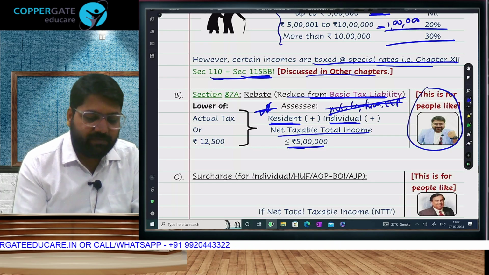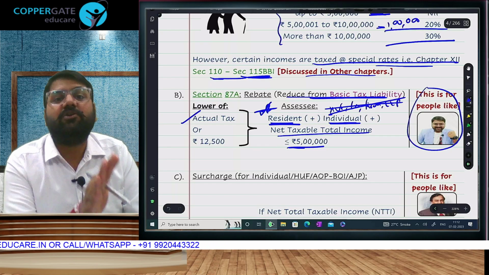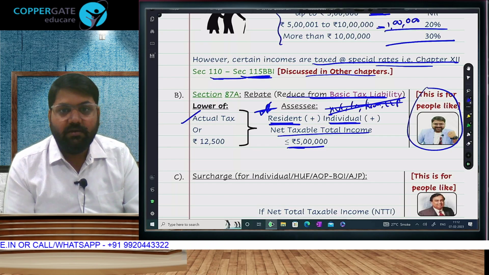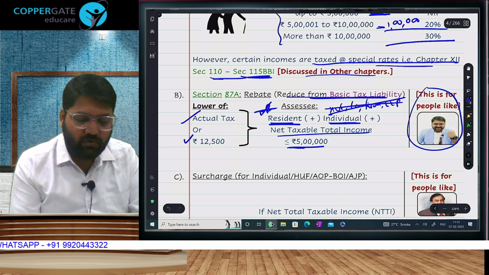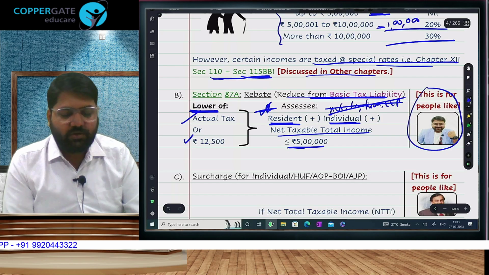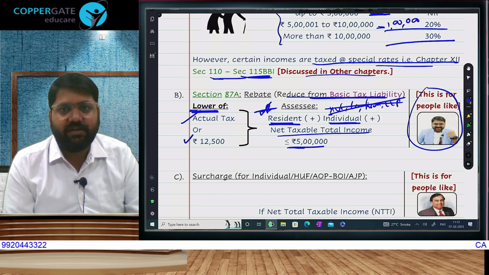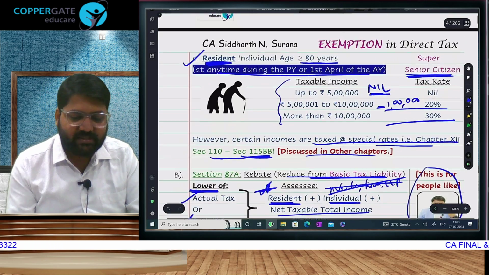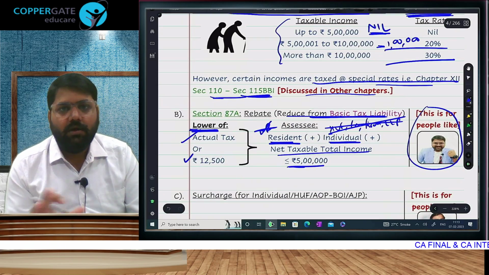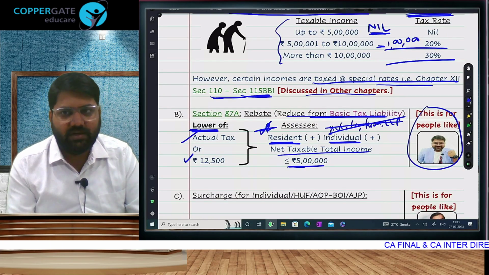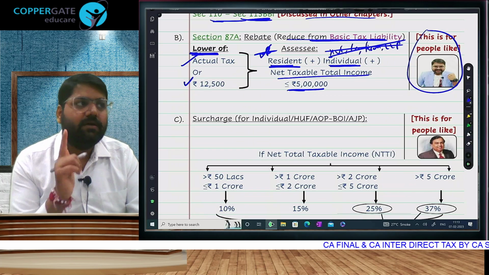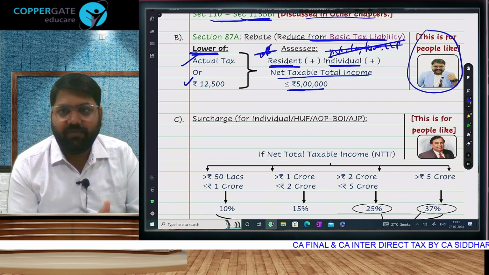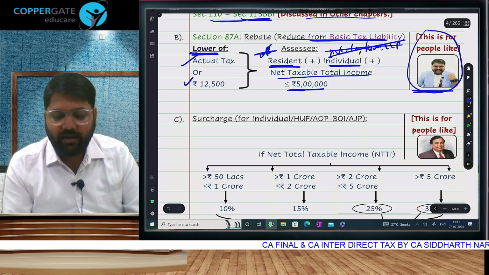Then how much will be your rebate? Actual tax that you may have calculated as per normal rate or special rate, or rupees 12,500 out of the 2, whichever is lower. So actual tax calculated as per these slabs, or maximum of 12,500. Actual tax or 12,500, whichever is lower. But what are the conditions to get rebate? Resident individual income up to 5 lakh. People like this take rebate.